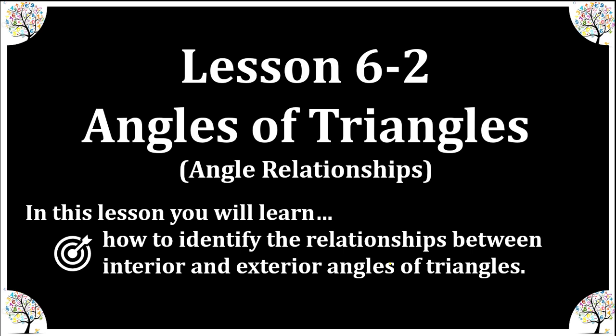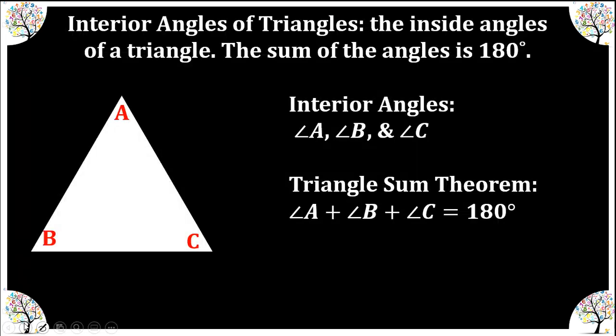In this lesson, we're going to talk about the angles of triangles and their relationships. So let's first talk about the interior angles of a triangle, and those are just the angles inside of your triangle. Angle A, angle B, and angle C are the interior angles, and if we were to add all those measurements up, we would get 180 degrees. So the sum of the angles of a triangle is 180.